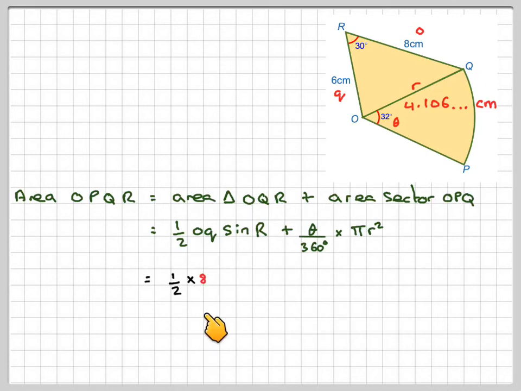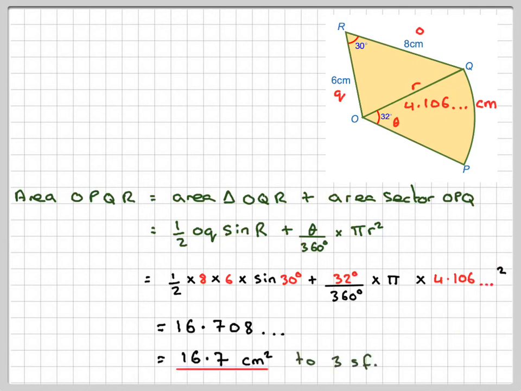So you've got a half times 8 times 6 times the sine of 30 plus 32 over 360. Now, if you're going to do this on your calculator, use the fraction button, times pi times my answer to the previous bit squared. Or you put in the one that's already squared. So doing that on my calculator, I'm going to get 16.708. I'm rounding to 3 significant figures. That gives me 16.7 centimetres to 3 significant figures.